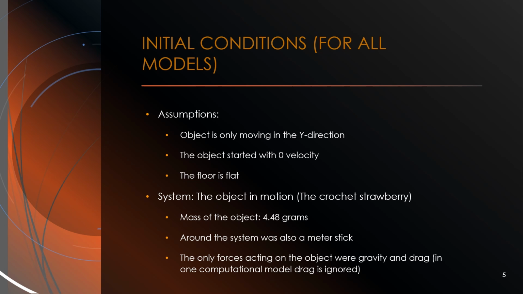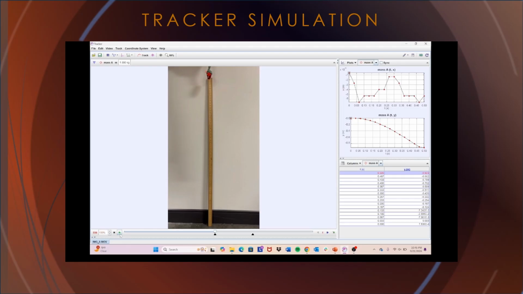And for our system, the object in motion will be our little crocheted strawberry. The mass of the object was measured to be 4.48 grams. Around the system, there was a meter stick, but otherwise no other physical conditions interfering with this falling motion. And the only forces acting on the object were gravity and drag, and as said before, in one of these computational models, drag will be ignored.